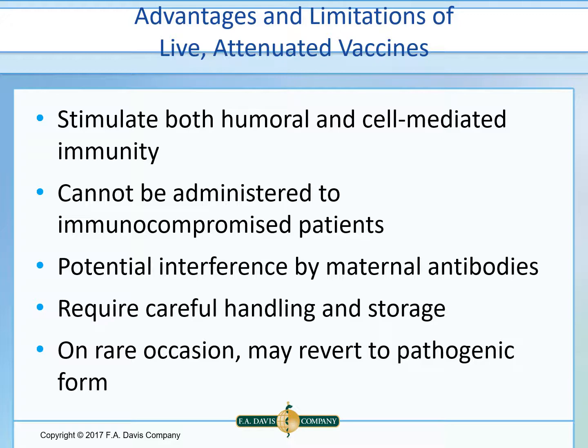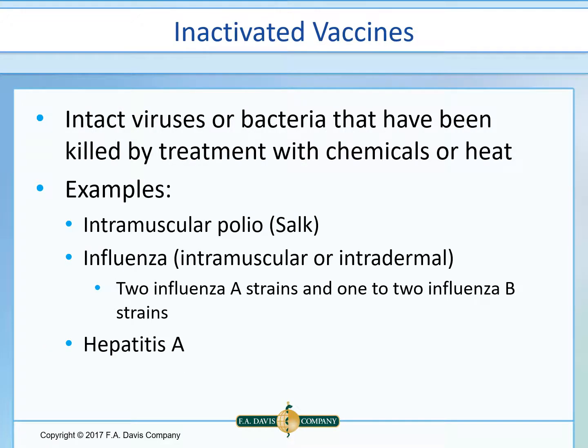Another limitation of live attenuated vaccines is the potential interference with replication of the organism in infants by maternal antibodies, necessitating a delay in the dosing schedule. And finally, careful handling and storage of attenuated vaccines is very important because exposure to heat and light may destroy the live organisms, causing the vaccines to be ineffective. This requirement poses a major problem in developing countries where refrigeration or appropriate storage is not readily available.